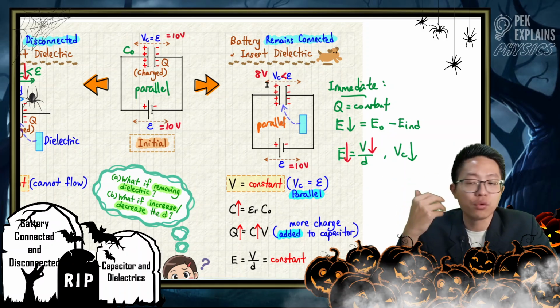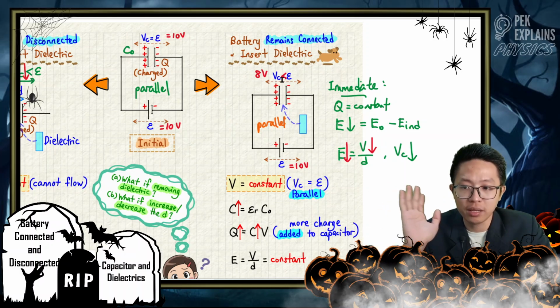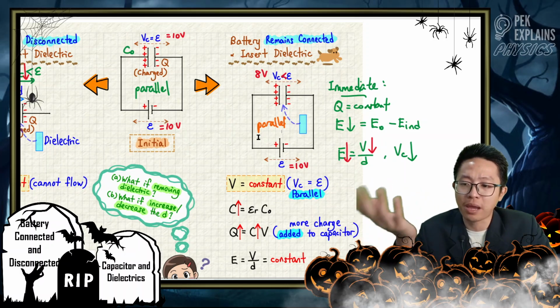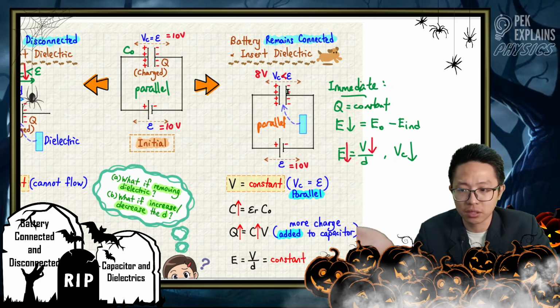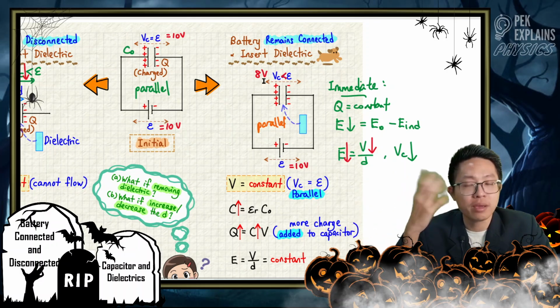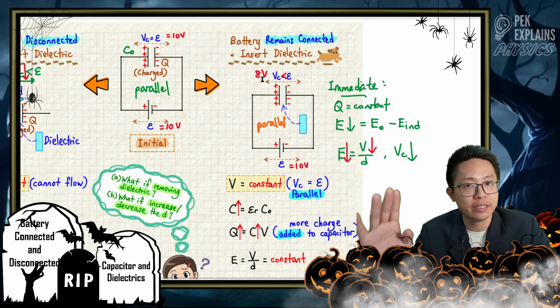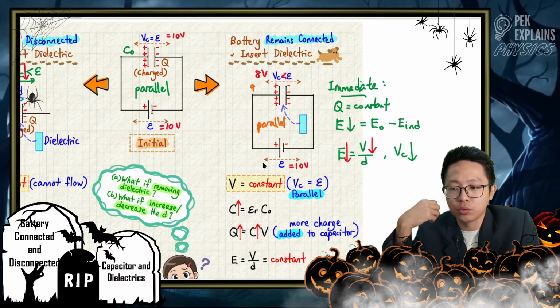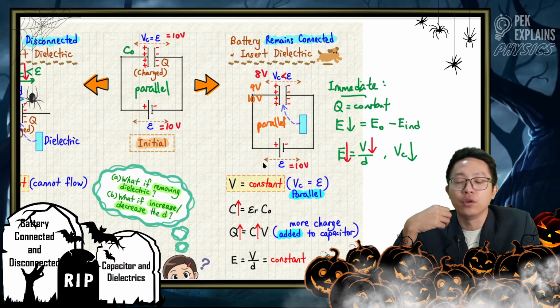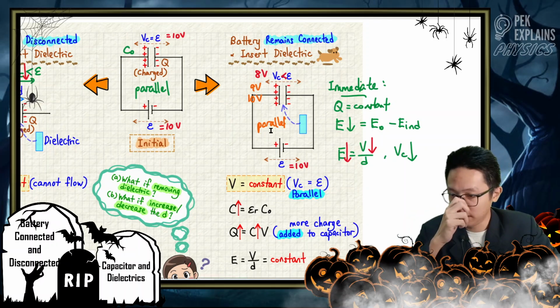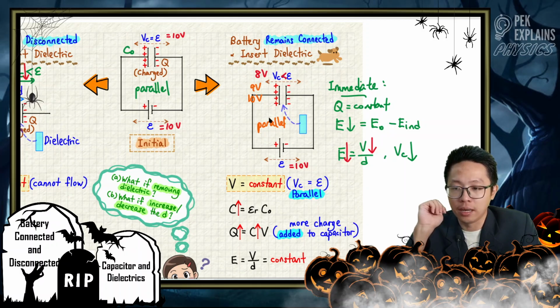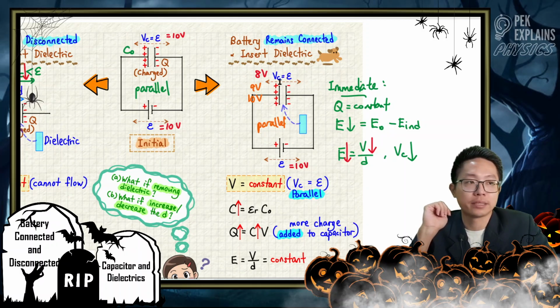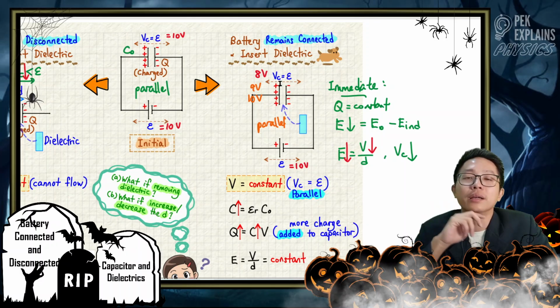The voltage of the capacitor cannot remain at 8, because the capacitor is still connected to the battery. That means the capacitor is still parallel to the battery, so it cannot remain at 8. This voltage has to go back up to finally be equal to the EMF. That means this 8 volt will go back up to 9 volt, and to 10 volt ultimately. In the end, the capacitor voltage will be equal to the EMF again.